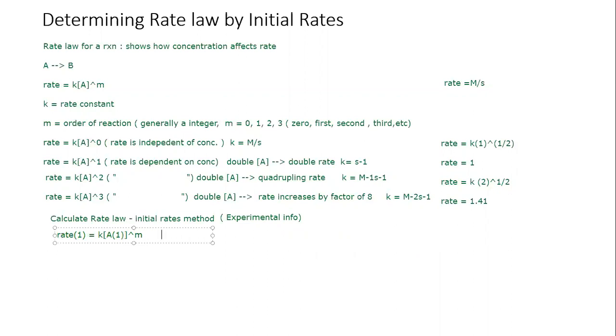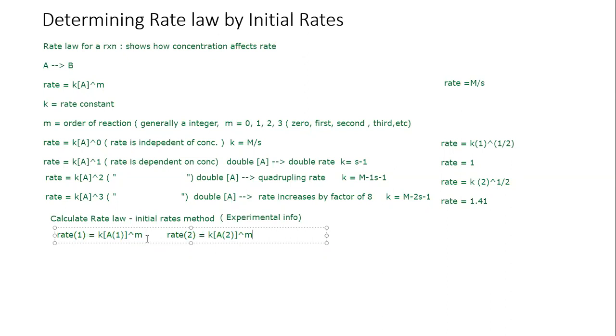And then we're going to do a second experiment. The rate of the second experiment equals the same K, and now we're going to use the second concentration raised to the same order of reaction. So you need a minimum of 2 experiments. In each experiment, you have a different concentration, and you measure a different rate. And then we need to determine the order of reaction and the rate constant.